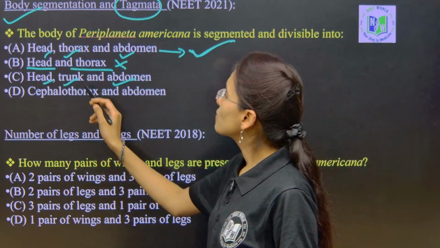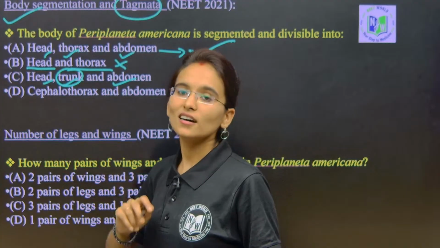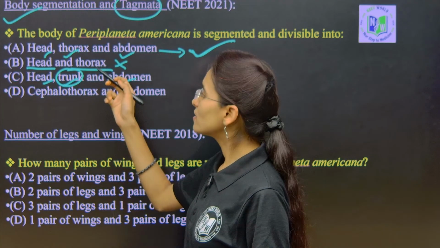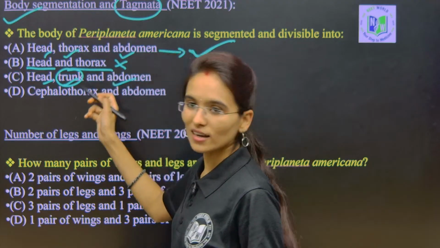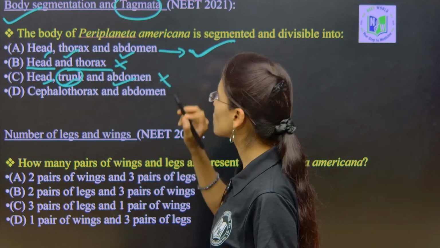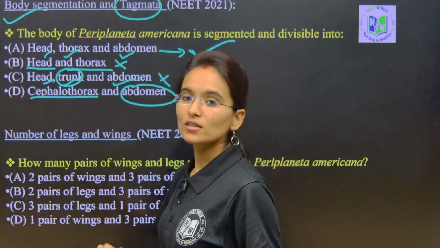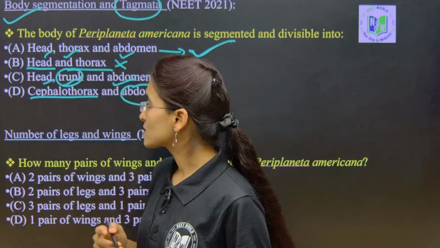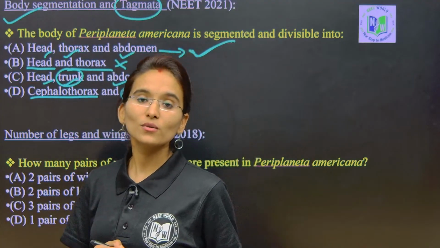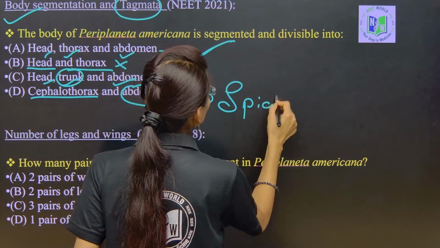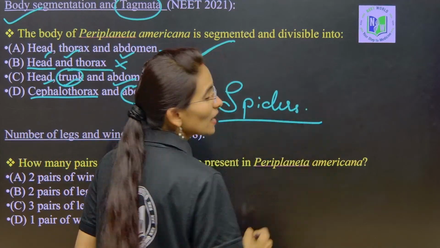We can find the trunk, and we will learn about the trunk in the respiratory system. But here we can understand that the thorax is missing, right? So this option is also wrong. Next one, cephalothorax and abdomen. This type of body division we can observe in spiders, but not in Periplaneta americana.